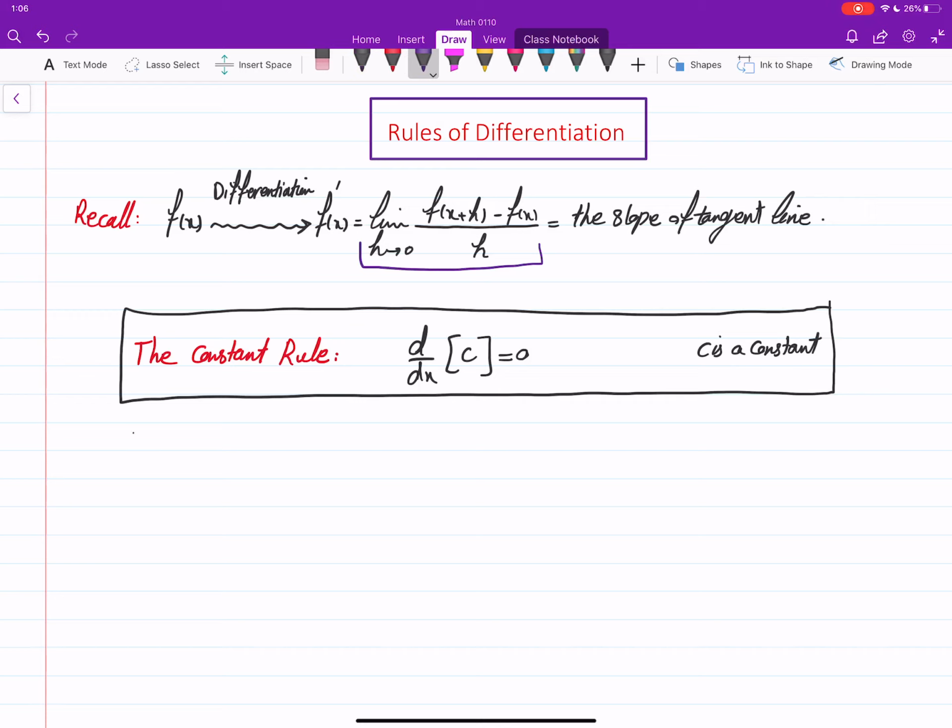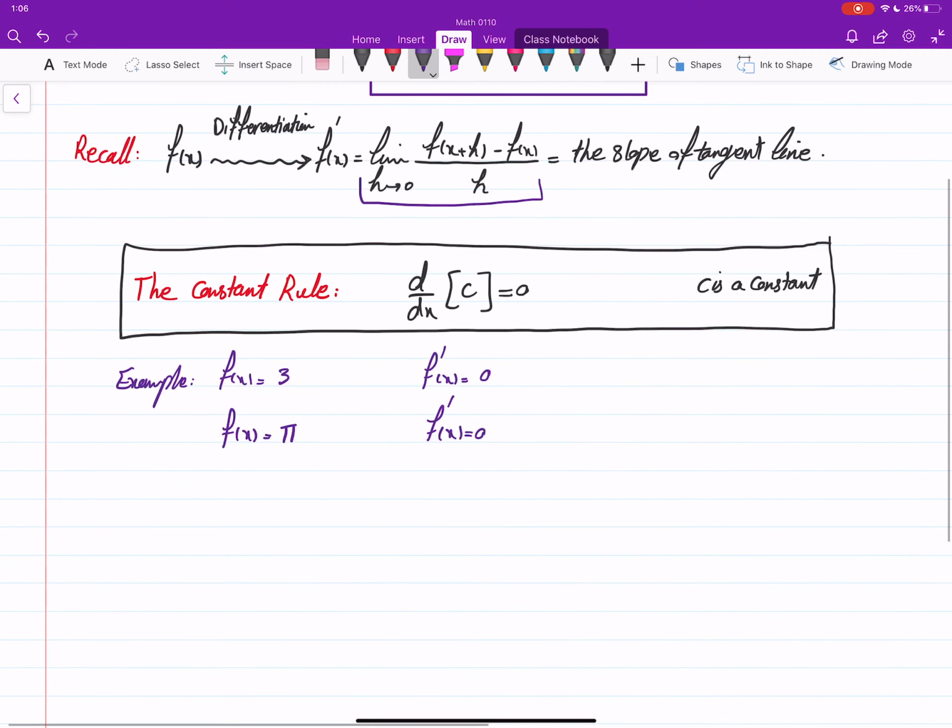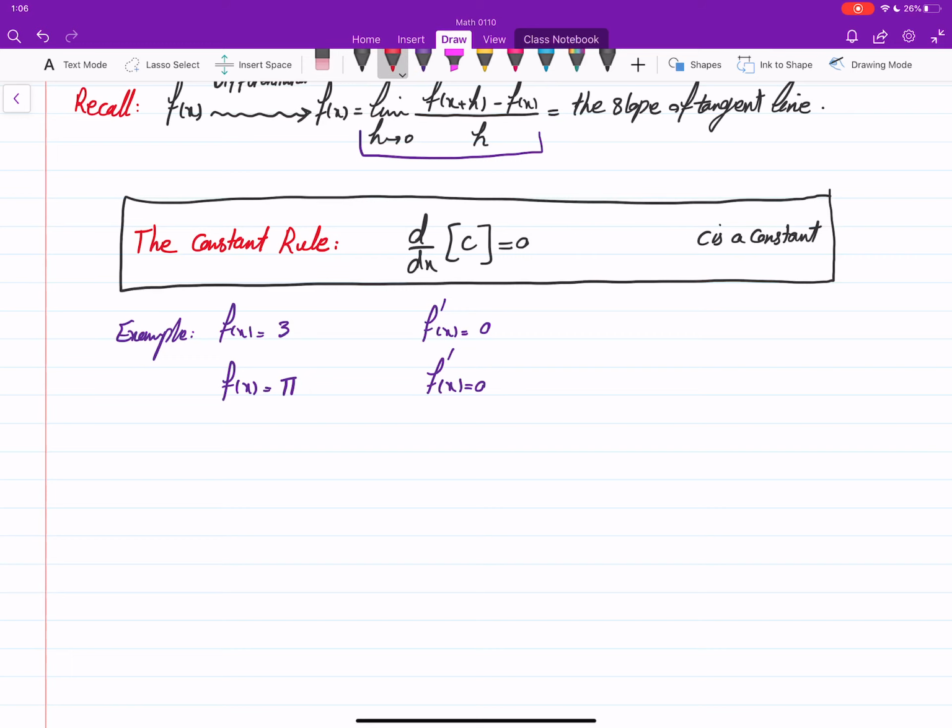For example, if I have the function equal to c, well, what is c? C here for me is 3. Then the derivative of that function at that point is going to be just 0. If the function is, say, pi, which is a constant like 3 is, like any other number is, the derivative of that is going to be 0. And so on. So we will use this over and over again.